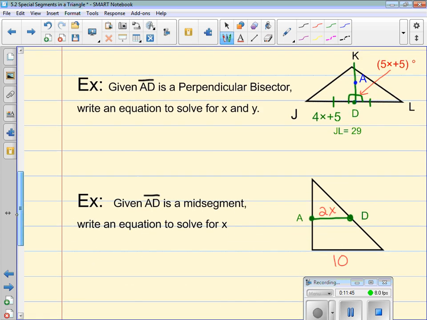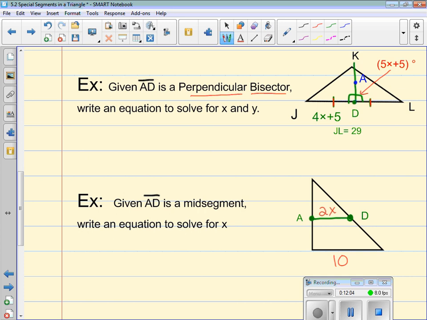Given AD is a perpendicular bisector, write an equation to solve for x and y. Man, a bunch of stuff here, so we have to decipher this, okay? Let's start with trying to find x. So as I look down here, I see a perpendicular bisector. I know that it bisects it. It's already marked for me, but in case it wasn't, I could just mark that. So this is what I know.